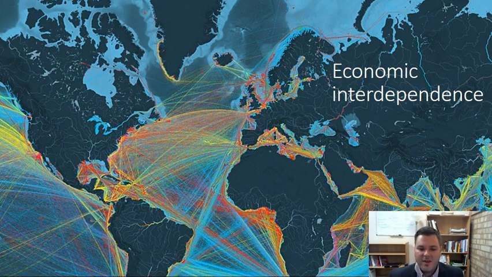And you can see that all of these different countries are, just by shipping, but of course by all sorts of other ties, really, really linked together. And so liberal theorists think that the more that we can integrate the world economically, the more likely we're overcoming anarchy to create a more peaceful world.